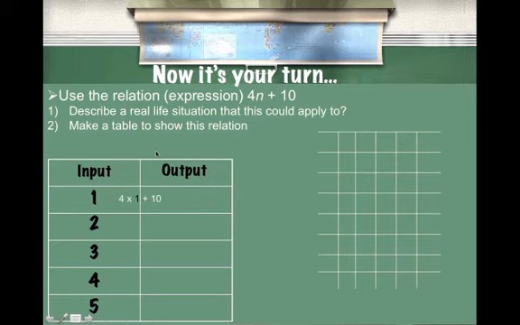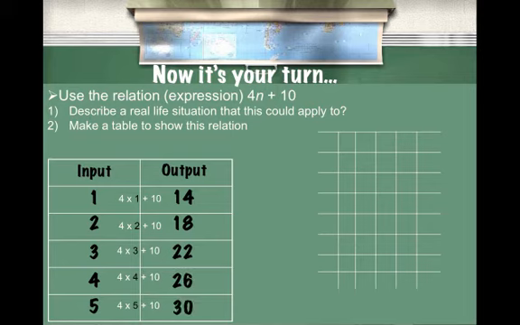So here, just to fill it in, 4 times 1, that 1 being the n, plus 10, would be $14. If I downloaded 2 albums, that would be 4 times 2, $4 for each album, plus the 10 as the membership fee, 18. 3 albums would be $22, 4 albums, 26, 5 albums, 30. So that would be number 2, doing a table.